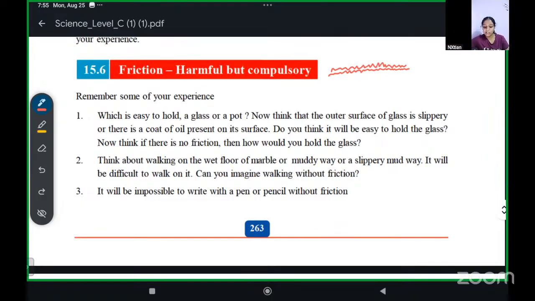Think about walking on a wet floor, marble, or slippery muddy way. It will be difficult. Can you imagine walking without friction? We cannot walk without friction. If there is no friction, or very little friction, then we might slip. So friction helps us to walk on the wet floor, marble, and all of these slippery surfaces. It will be impossible to write with a pen or pencil without friction.